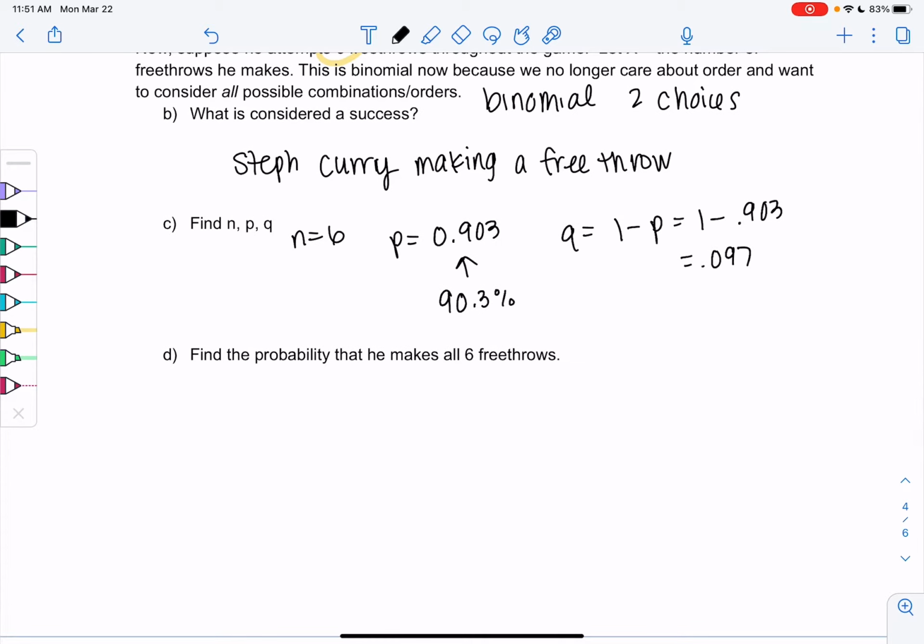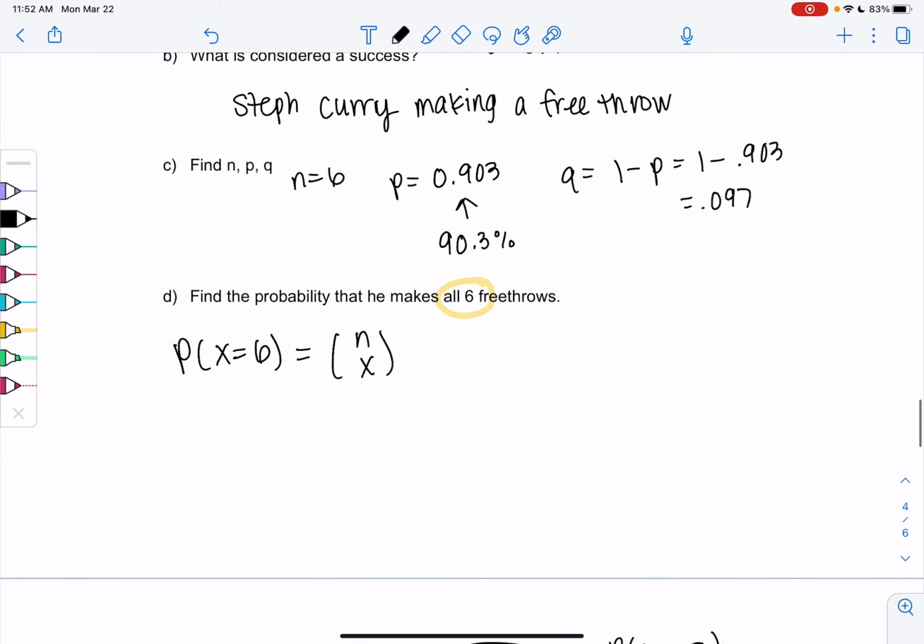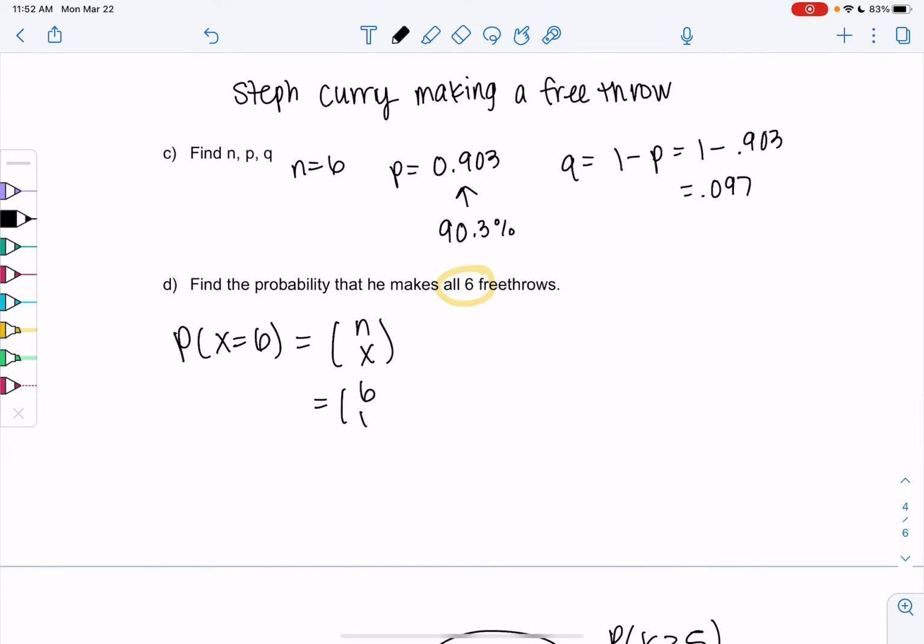So what's the probability he makes all 6 of them? It's not 6 out of 6. It's not a frequency problem. It's a binomial problem. So we're going to use that binomial formula and choose X. In this case, it would be 6 choose 6. This tells me the number of ways it can happen. And then we're really multiplying probabilities 6 times because there's 6 things happening. So that binomial formula is taking care of that multiplication for us with powers.